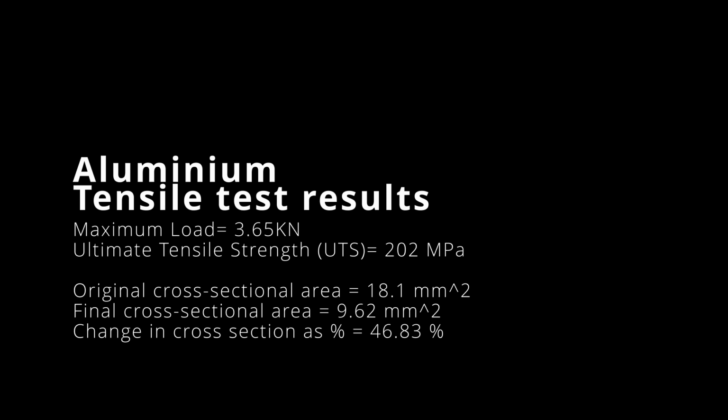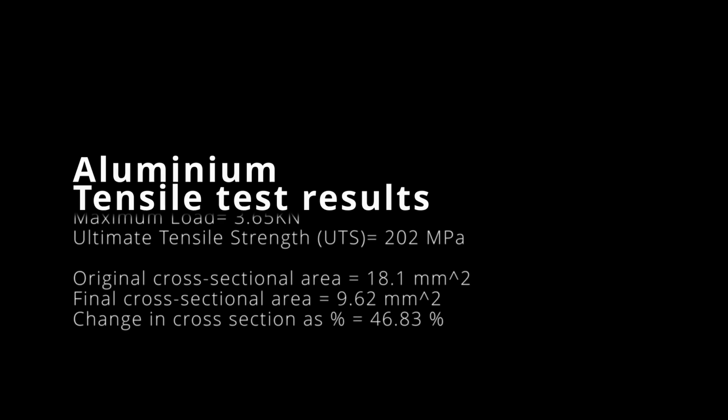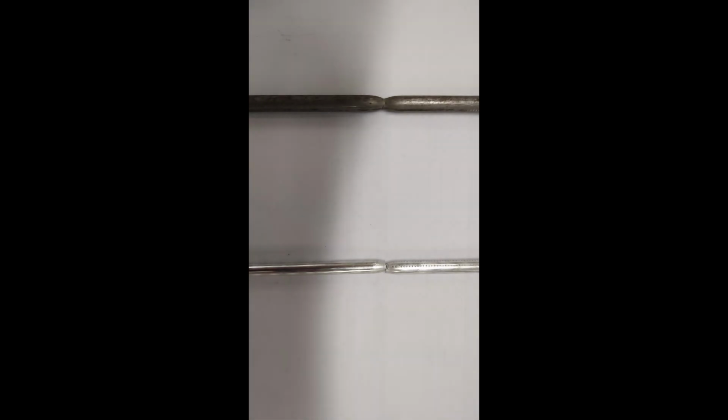If we take the difference between the original cross-sectional area and the final cross-sectional area, and then divide that number by the original cross-sectional area, we'll get the change in the cross-section as a percentage, and it's 46.83%. The fracture type of both materials is ductile, with the mild steel sample having a cup cone type fracture.